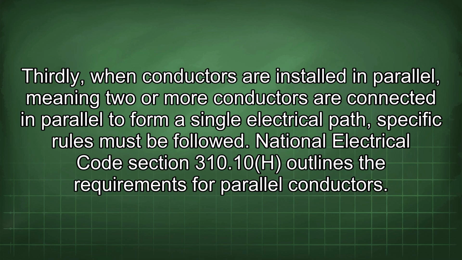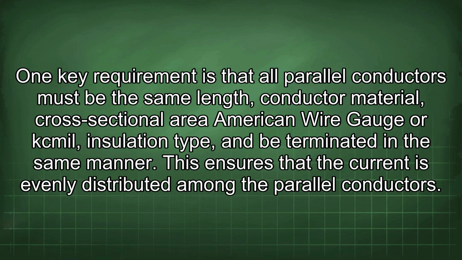Thirdly, when conductors are installed in parallel, meaning two or more conductors are connected in parallel to form a single electrical path, specific rules must be followed. National Electrical Code Section 310.10(H) outlines the requirements for parallel conductors. One key requirement is that all parallel conductors must be the same length, conductor material, cross-sectional area (American wire gauge or kcmil), and insulation type, and be terminated in the same manner. This ensures that the current is evenly distributed among the parallel conductors.